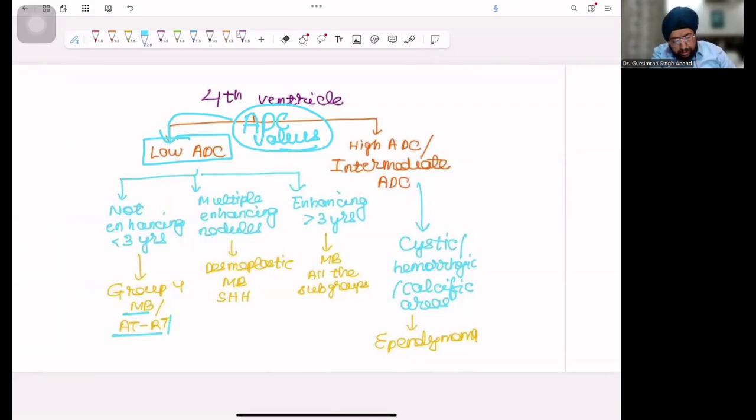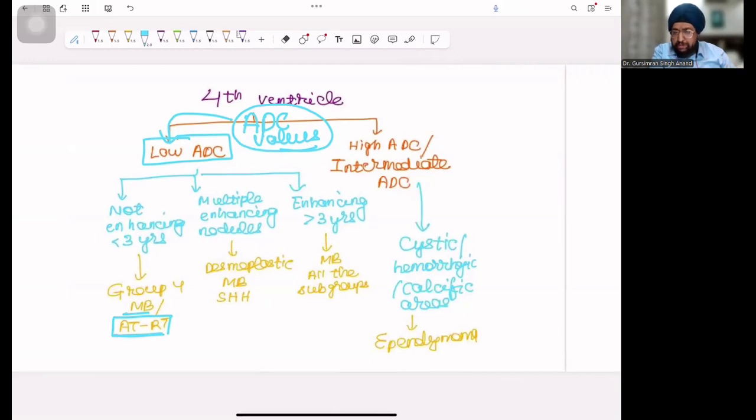I've told you about ATRT. For differentiating these two, you will go to other features also. The enhancement will be much more in cases of ATRT. There will be significant areas of hemorrhage also. Then we have multiple enhancing nodules. Again, it's a desmoplastic or a nodular type of medulloblastoma.